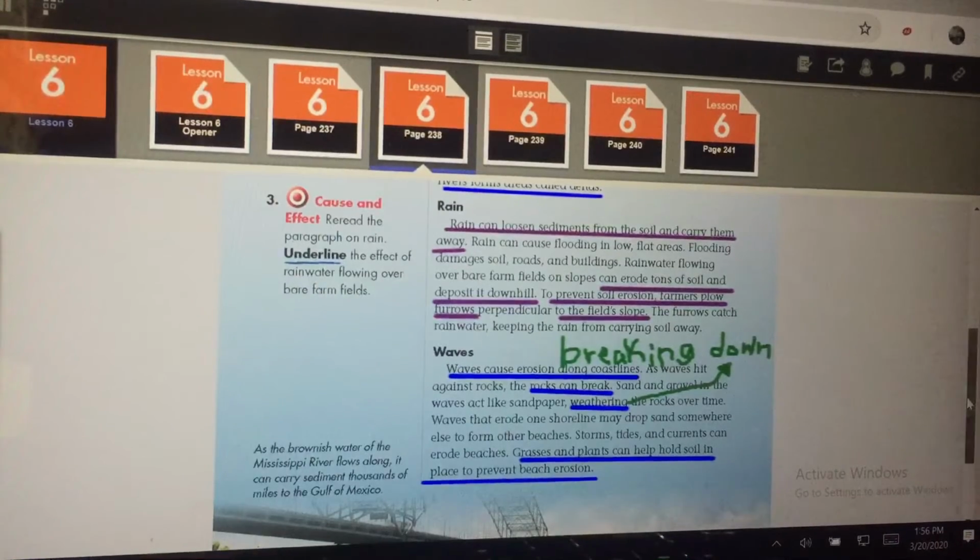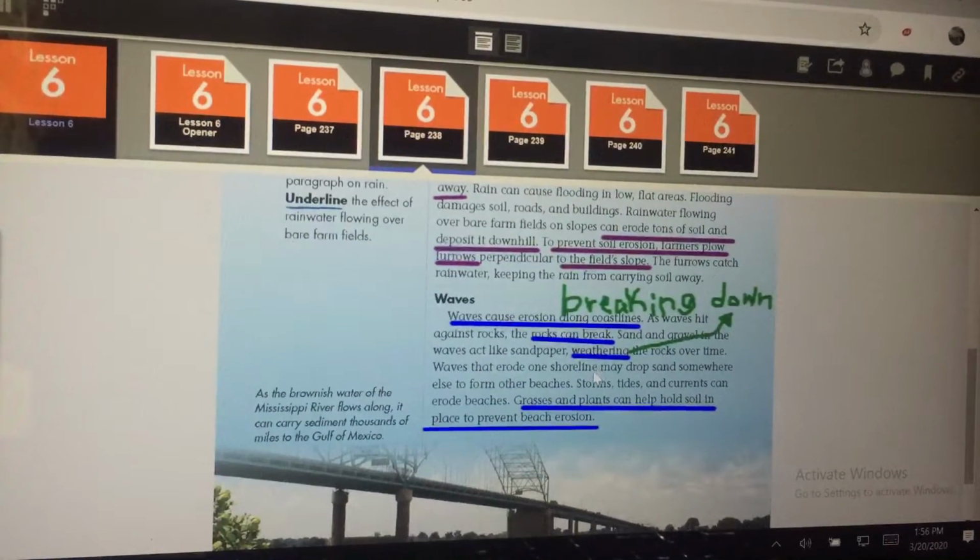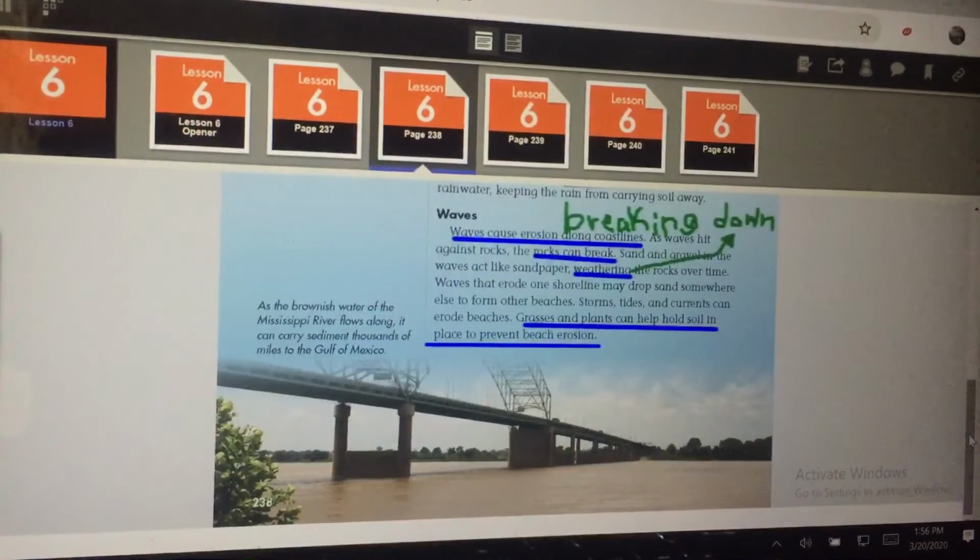Waves. Waves break down materials. They cause weathering, breaking down of materials, right? Make an arrow and write from the weathering, breaking down. And we explained this, how grasses prevent erosion.